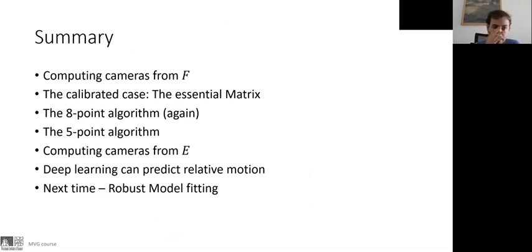Okay, so to sum up, we talked about how to compute cameras from the fundamental matrix, and we talked about the essential matrix, how to estimate it with the 8-point algorithm, the 5-point algorithm, and how to compute cameras from the essential matrix. We talked about a deep learning method that predicts relative motion. We saw that it is still limited. And next time Renan will talk, I think, about robust model fitting.